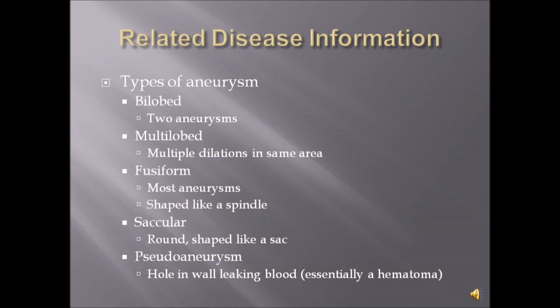Some related information on AAAs. There are different types. There's bilobed. There's multi-lobed. Fusiform is kind of shaped like a spindle. It's all along the length of the wall, whereas a saccular is kind of round in shape and sticks off the wall. A pseudoaneurysm is a hole in the wall that leaks blood into the tissues.